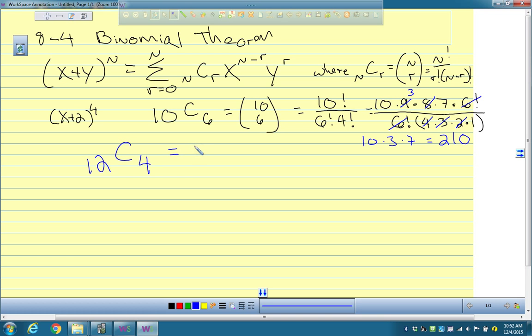Harry? What's it equal to? What goes on the top? You would get 10 or 12 factorial. What goes on the bottom? You would get 4 factorial. And what else? Times 8 factorial. 8 factorial. Okay? So let's see if you guys can figure that out.